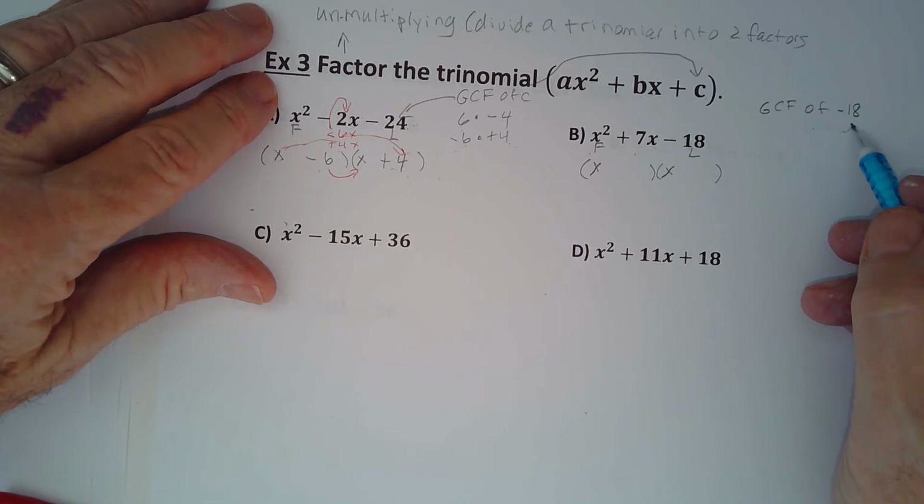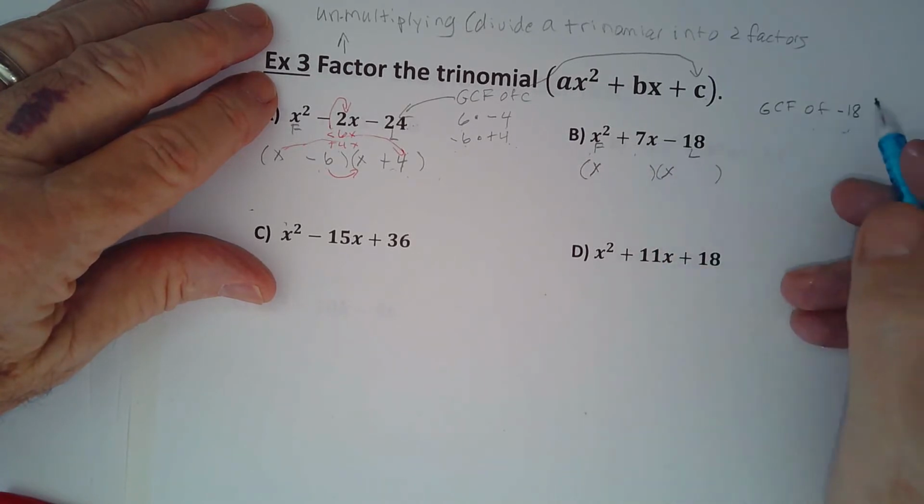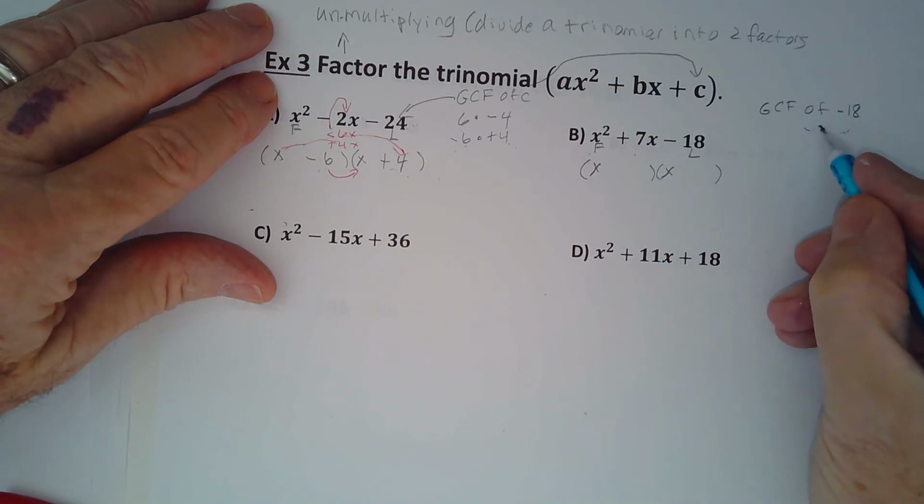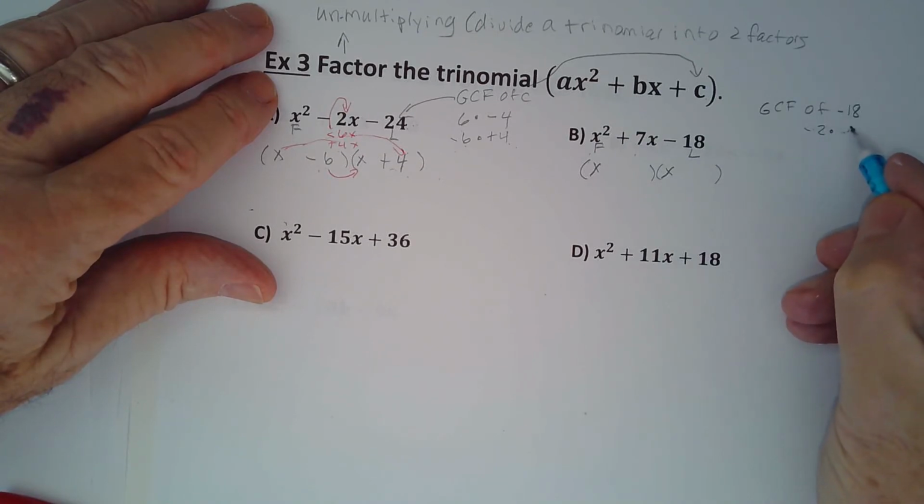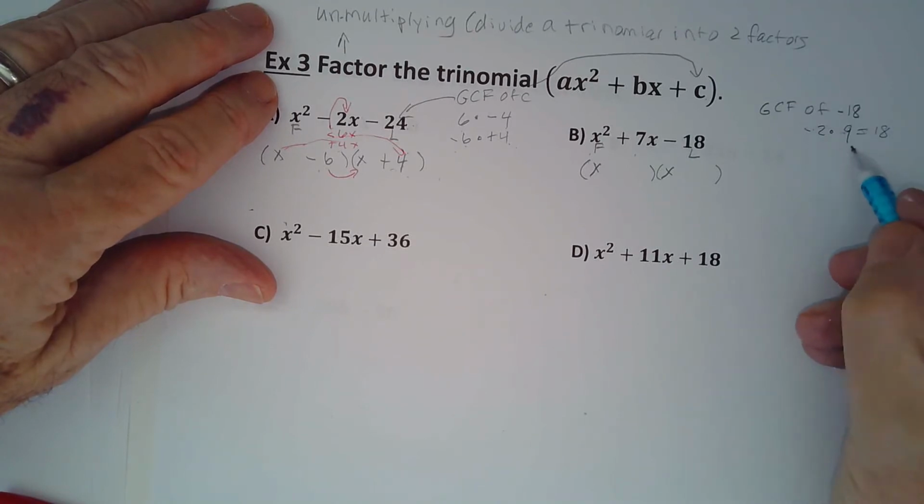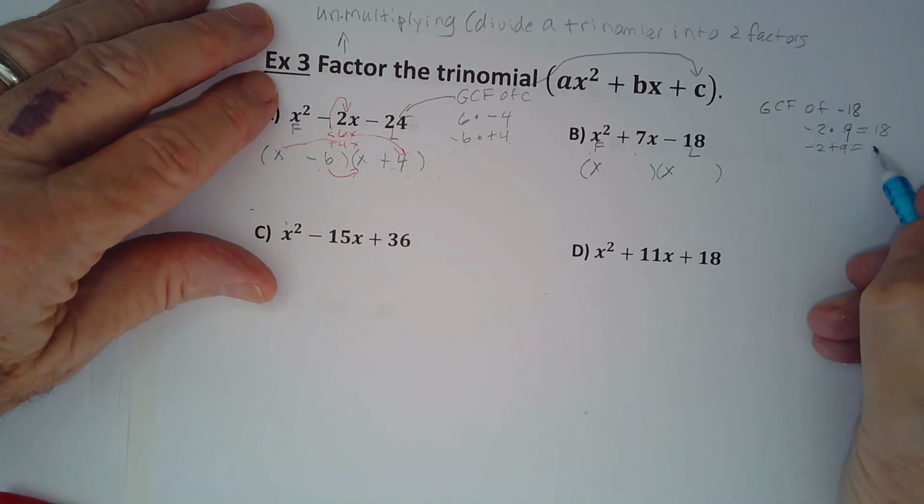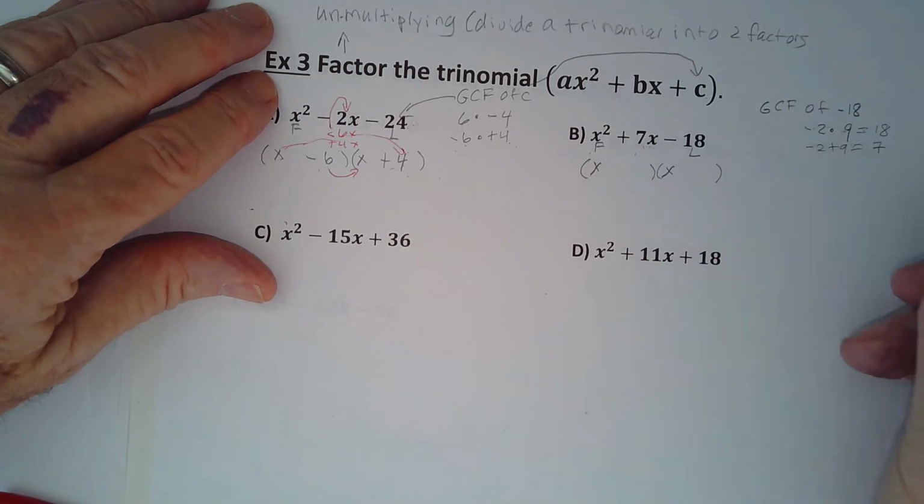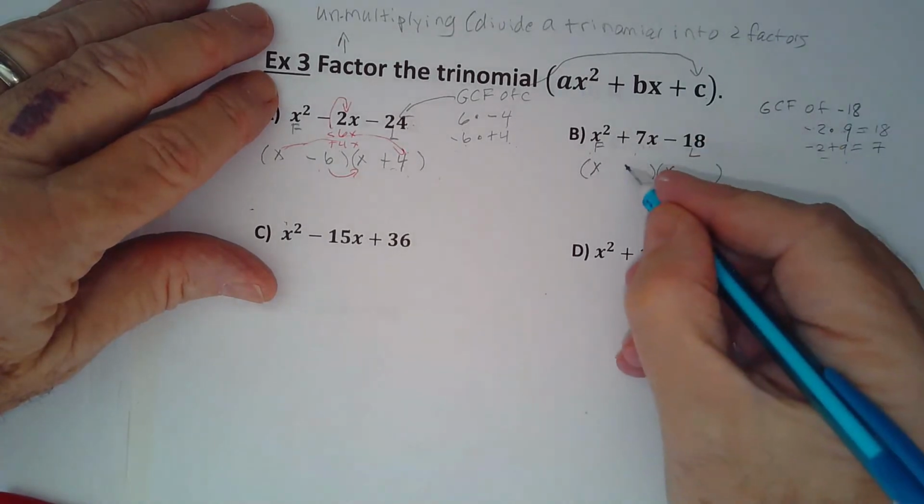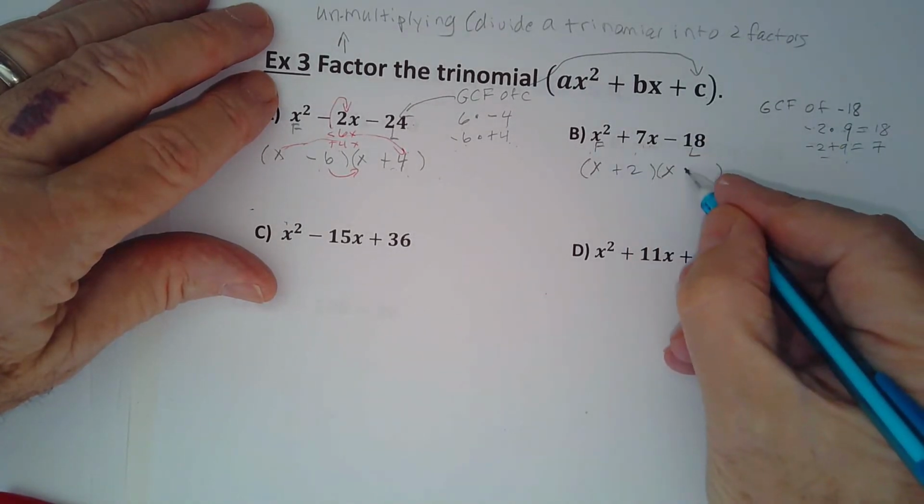And so when you add together 2 and negative 9, you get negative 7. Well, this is positive 7. So how about negative 2 times positive 9? That also equals -18. But when you add them together, negative 2 plus 9, you get 7, right? Which is what you want over here. So these are your two factors, negative 2 and 9. So x plus 9 and x minus 2.